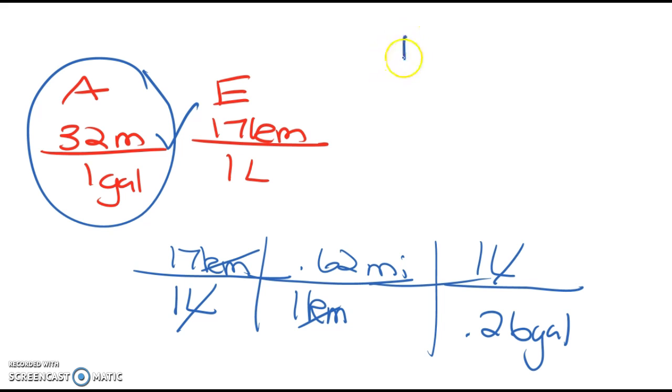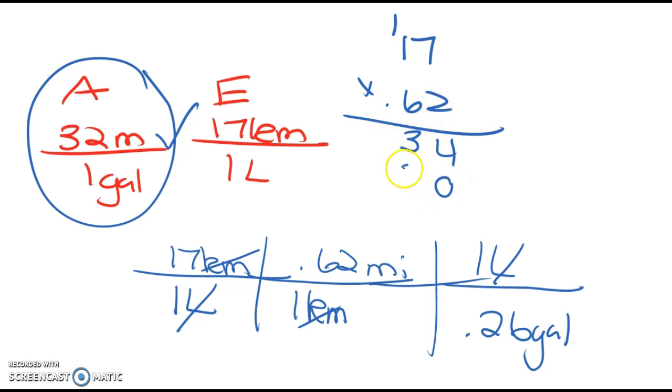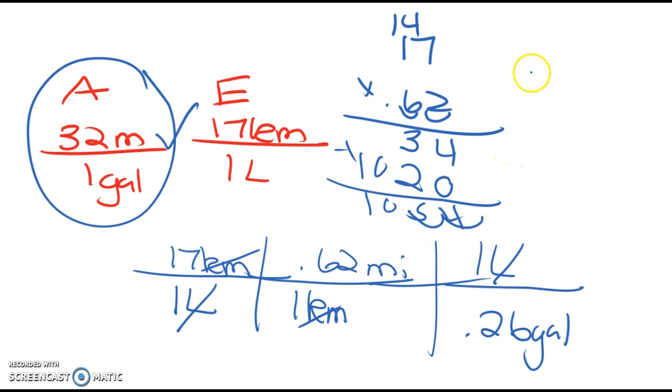So on the top I need to do 17 times 0.62. 2 times 7 is 14. Carry the 1. 2 times 1 is 2, plus 1 is 3. Drop a 0. 6 times 7 is 42. It's going to be 10. Add that all together. I get 1054. I have 2 spots behind my decimal, so I move 2 this way. So I have 10.54 miles on top. And on bottom, I have my gallons. So I just have 0.26 gallons.